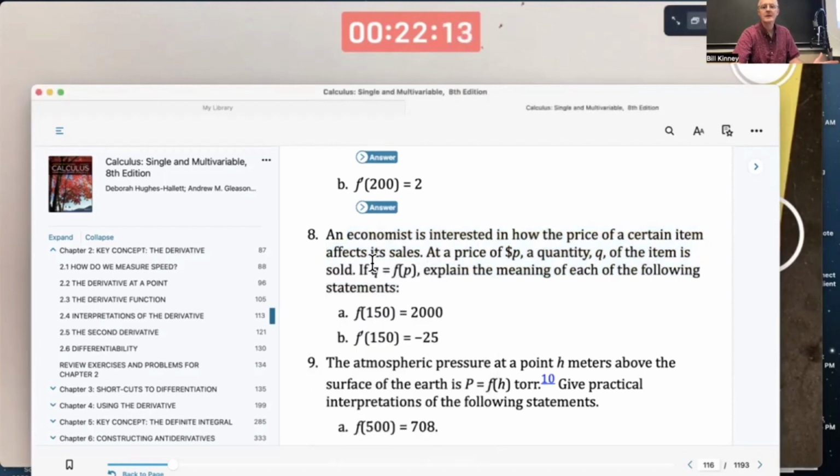If Q equals f of P, explain the meaning of these statements. f of 150 equals 2,000. f prime of 150 equals negative 25. So Q, the quantity sold, is a function of the price.